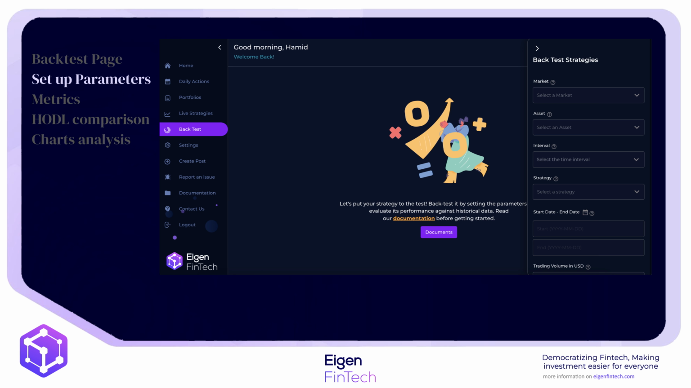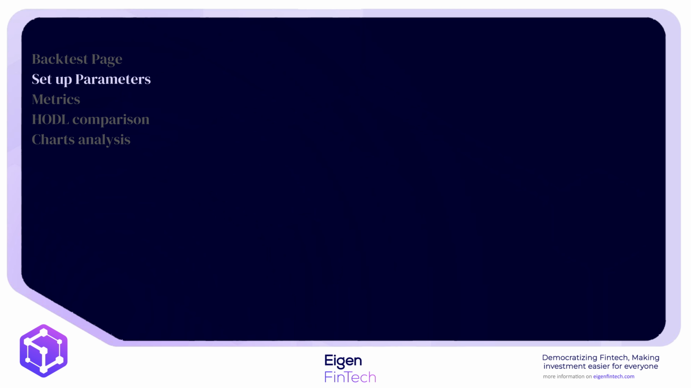Let's begin where every great backtest starts, with the basics. These first few options will feel familiar if you've used our Live Strategies feature. You'll select your market, choose an asset, like picking which stock or crypto you want to test, set your time interval, and select which trading strategy to evaluate. Think of this like setting up a science experiment. We need to know exactly what we're testing before we can get meaningful results.